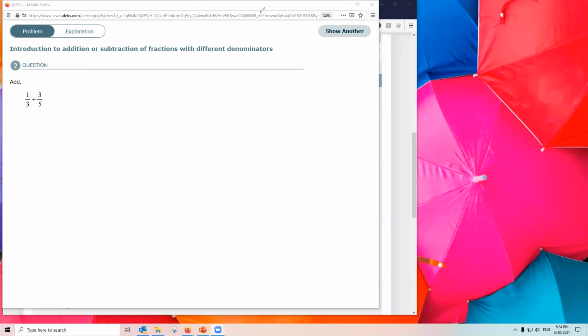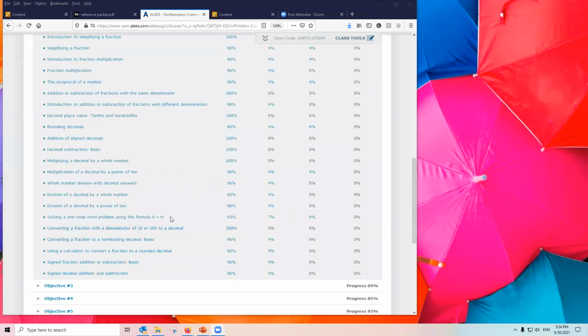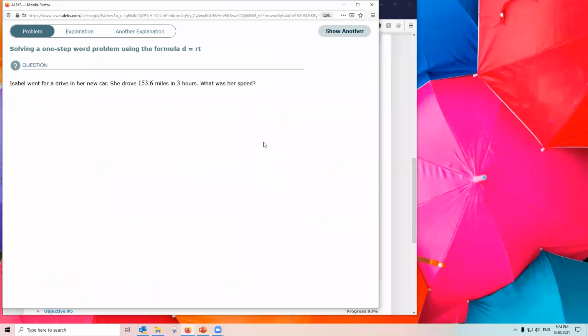All right, let me see here. Maybe we could do one more here. Let's go here. Solving a one-step word problem using the formula D equals RT. So there's a formula that's worth noting. It says D equals R times T.